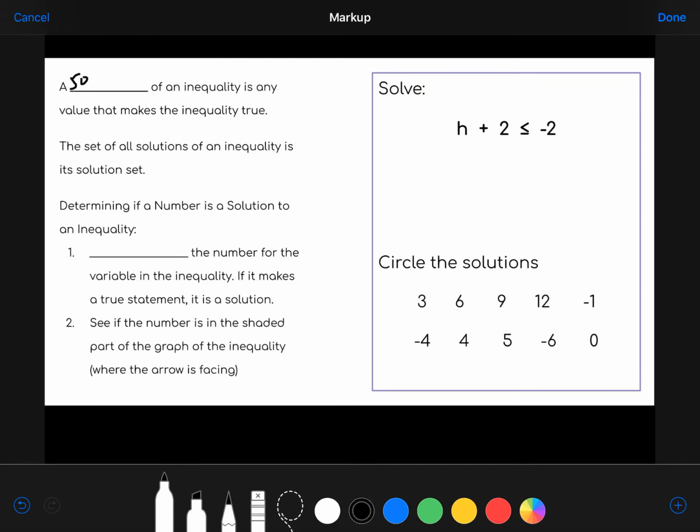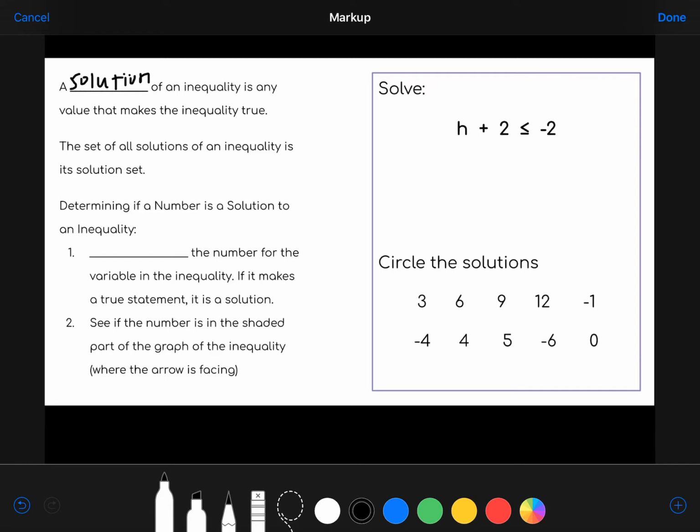A solution of an inequality is any value that makes the inequality true. So the set of all solutions of an inequality is called a solution set. To determine if a number is a solution to an inequality, there are two things you could try.